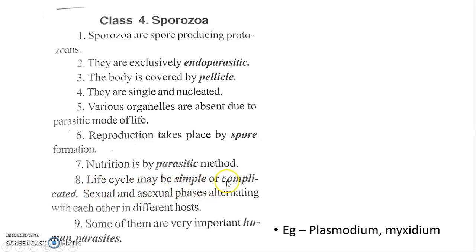Life cycle may be simple or complicated. Some of the organisms have sexual and asexual phases alternating with each other in different hosts. They reproduce through sexual and also asexual means. Some of them are very important human parasites. Examples: Plasmodium and Myxidium, etc. These are the characters of class Sporozoa.